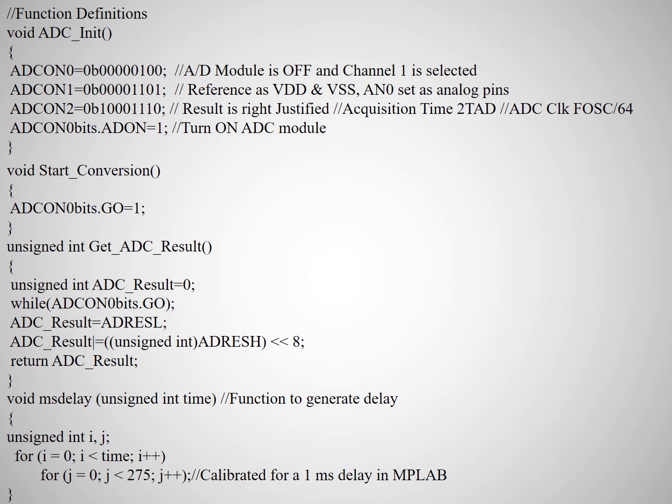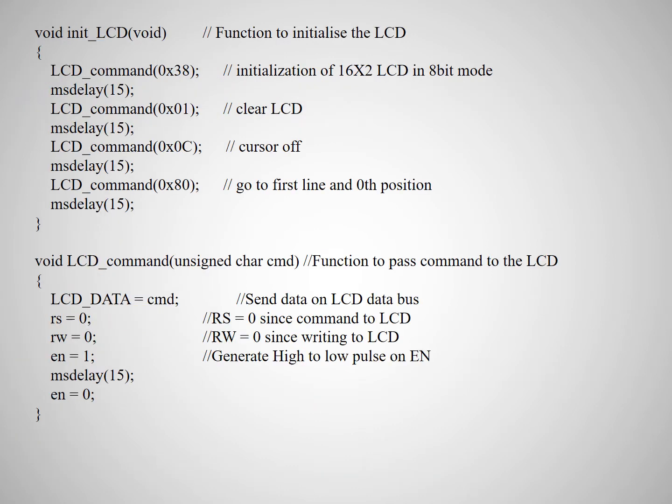We have written that. And this is a routine function of delay. You are aware of this routine delay function. Now we have to display this on the LCD, so we are going to write the LCD code. First of all, initialization of LCD. 38 is for 16x2 LCD in 8-bit mode. Clear LCD. These four things are mandatory that you have to do.